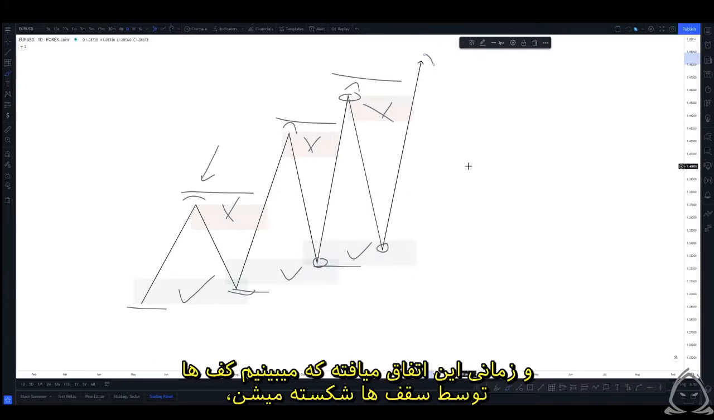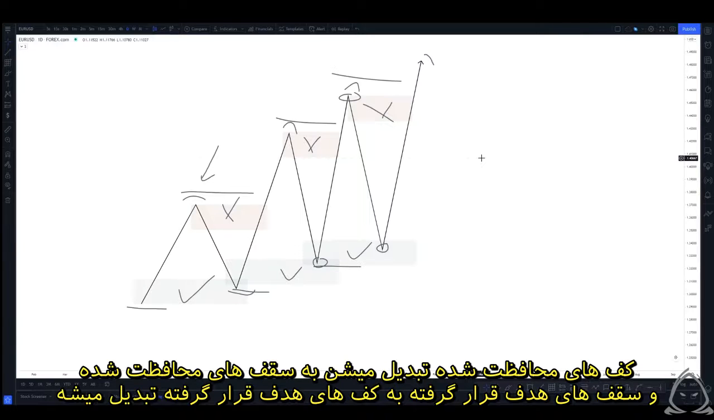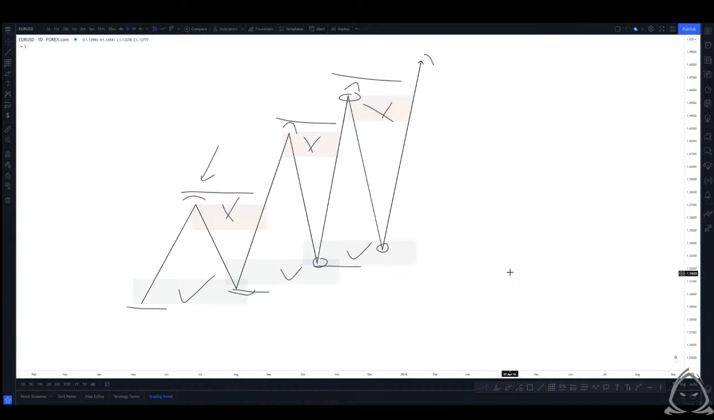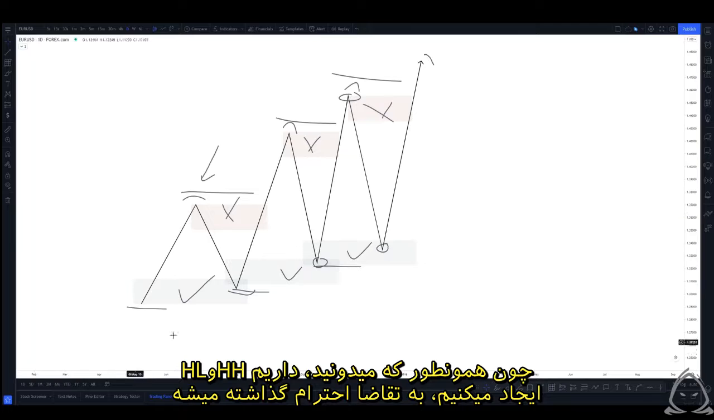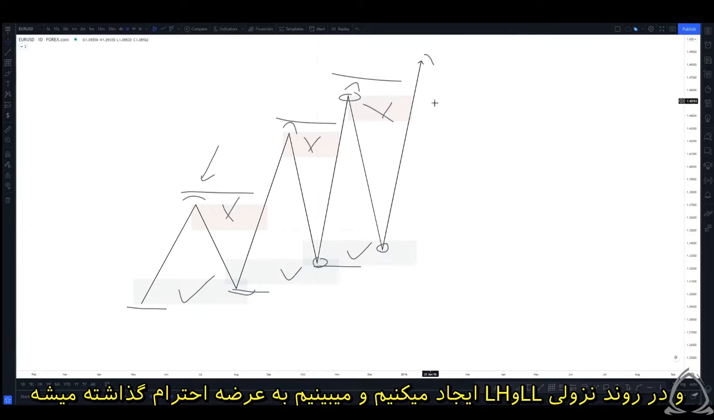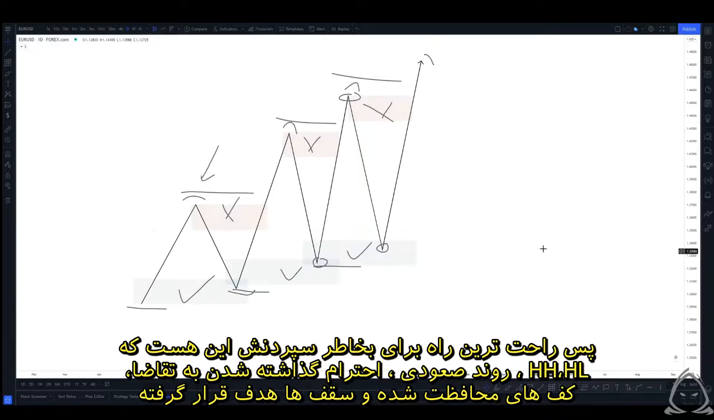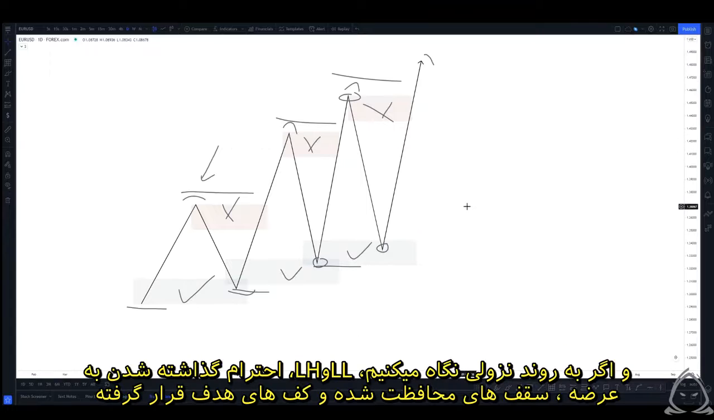failing. We start to see this once we see highs taking out lows, creating the shift from protected lows to protected highs and targeted highs to targeted lows. And this is the interaction between supply and demand and structure, because as we know, when we're creating higher highs and higher lows, demand's being respected. In a downtrend, we're creating lower lows and lower highs, and supply is being respected. So the easiest way to remember all of that is higher highs, higher lows, uptrend, respecting demand zones, protected lows, targeted highs. And if we're looking at a downtrend, lower lows, lower highs, supply being respected, protected highs, targeted lows.